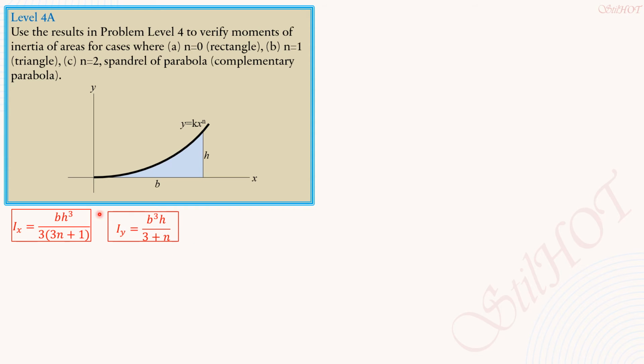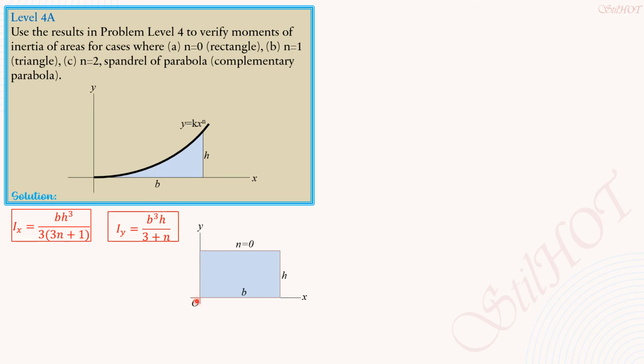So for part A, rectangle, n is 0, so it is a rectangle, so n is 0 means the degree is 0, so y equals constant. So y equals h in this case. So that's why it is a rectangle. And we expect that the moment of inertia with respect to the x-axis is bh cubed over 3, which is the moment of inertia of the rectangle with respect to the x-axis or with respect to the base.